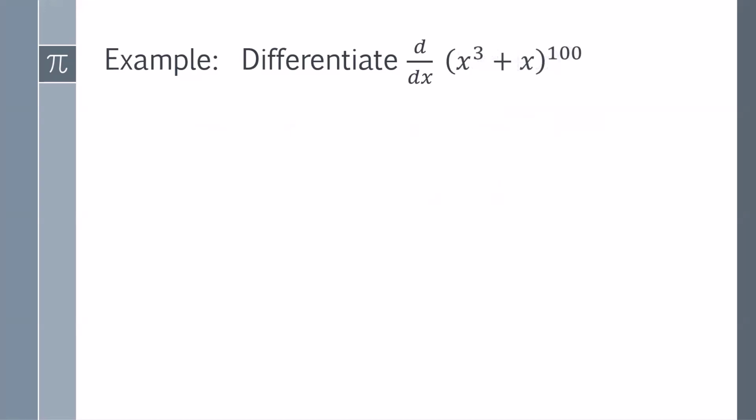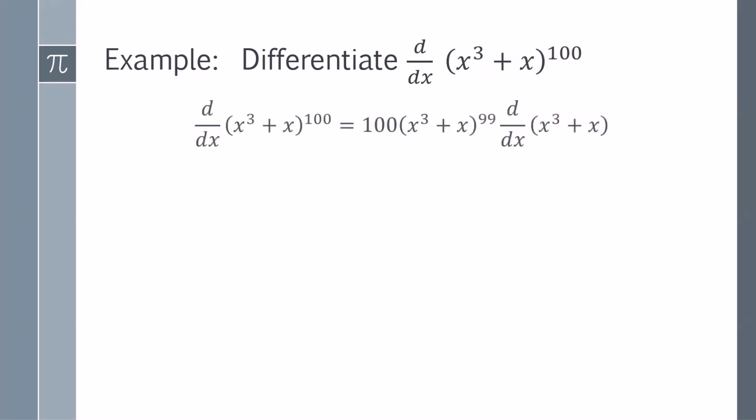As another example, let's differentiate (x cubed plus x) to the power of 100. Again, we've got a composite function where we've got some function, in this case x cubed plus x, raised to the power of 100. So something to the 100 is the outermost function.